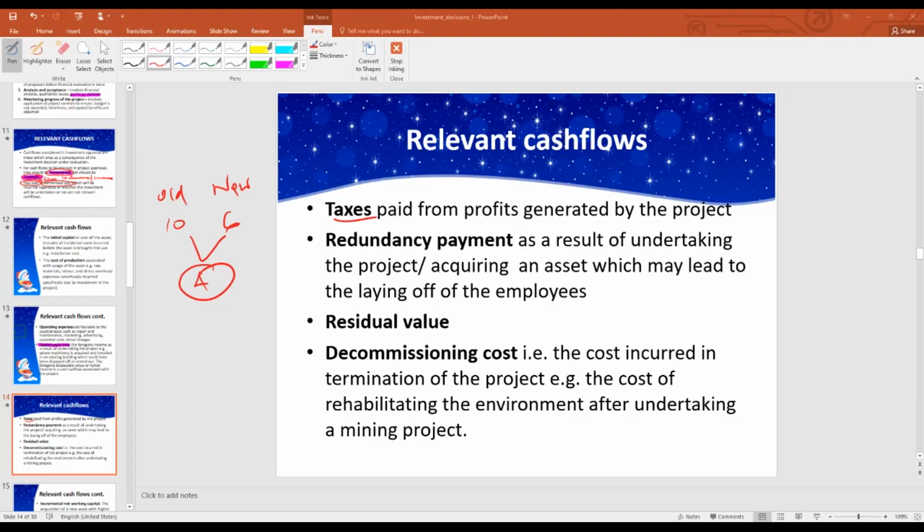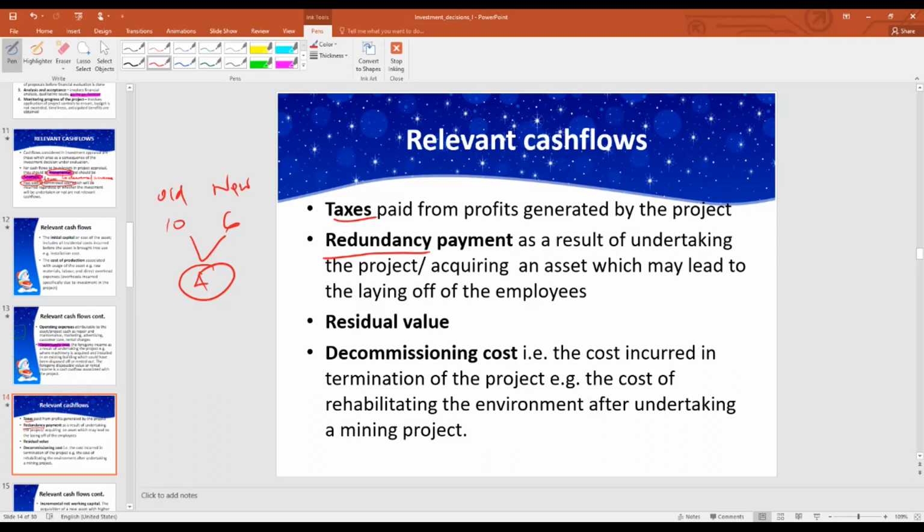You have declared them redundant. These employees have been declared redundant, but you can't just chase them away. You have to pay them their dues. Maybe you pay them 3 months' salary, depending on the agreement you have with them. Since you don't require the service of these 4 employees under the new machine, you have to pay them their final dues.